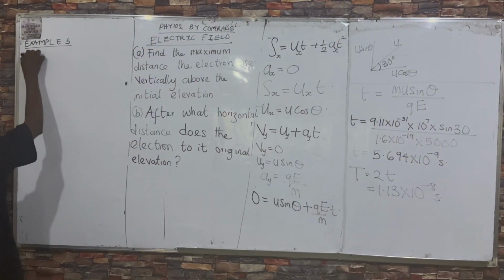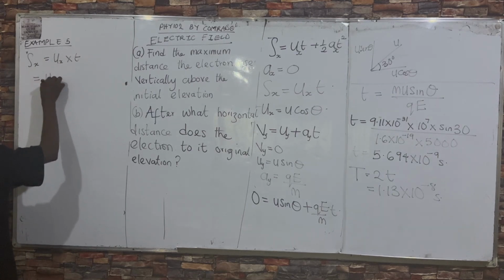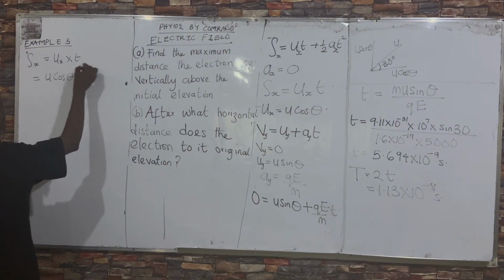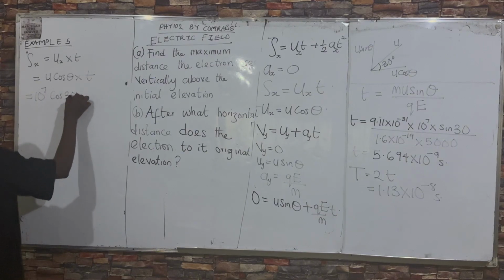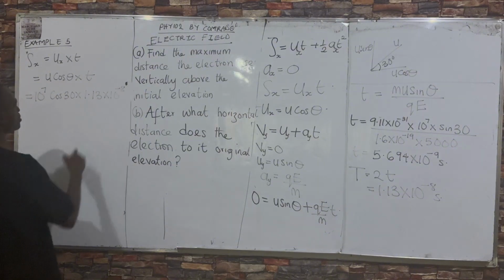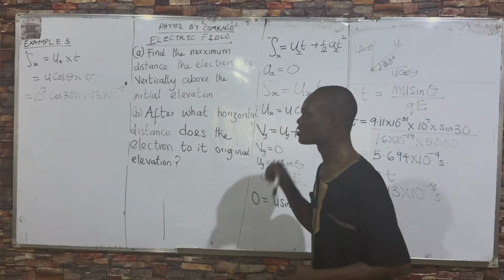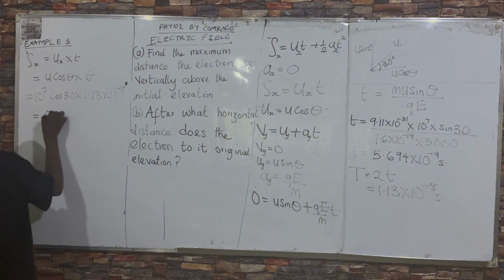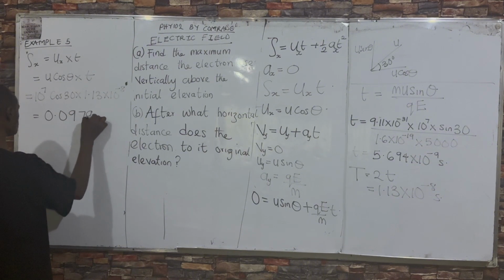Horizontal distance, which is S, equals Ux times T. What is Ux? Ux is U cos theta. T is your big T, the total time of flight. So U is 10 raised to power 7, cos 30, times 1.13 times 10 raised to power minus 8. The marker is not marking again. All right, so if I press my calculator, I'm getting 0.0979 meters.